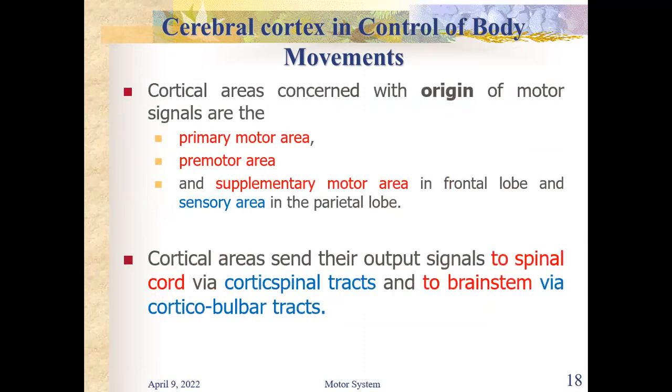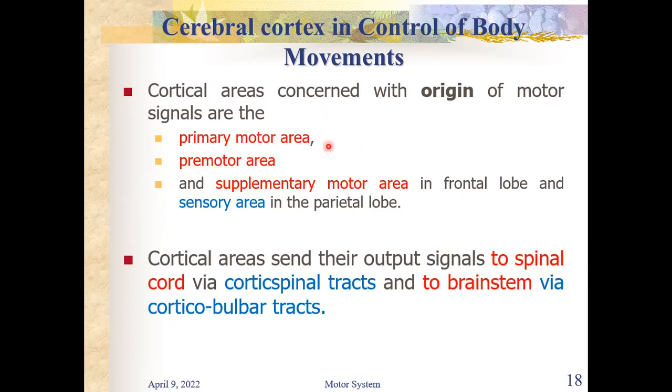So cortical areas concerned with the origin of motor signals are the primary motor area, which we saw there, the precentral gyrus or area 4, the premotor area, area 6, and the supplementary motor area in the frontal lobe, which is also part of area 6, and the sensory area in the parietal lobe. So you see those parts that are concerned with the origin of motor commands. The prefrontal area, why is the prefrontal area not here?